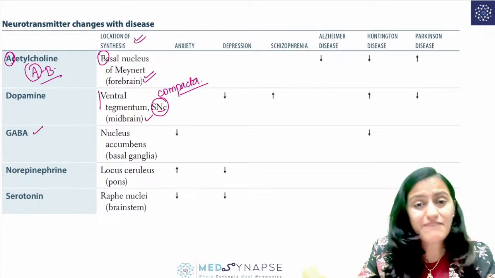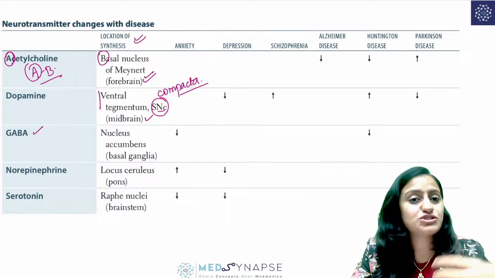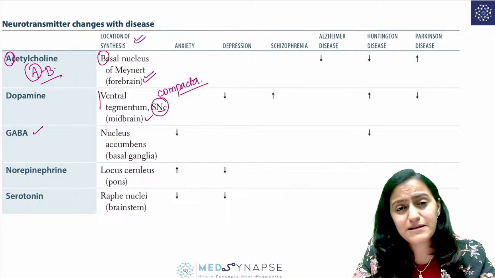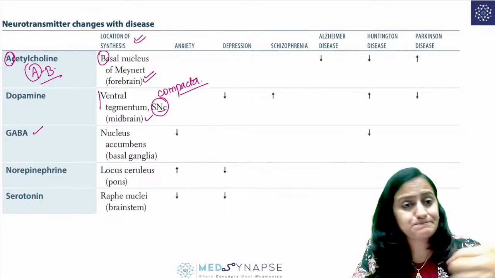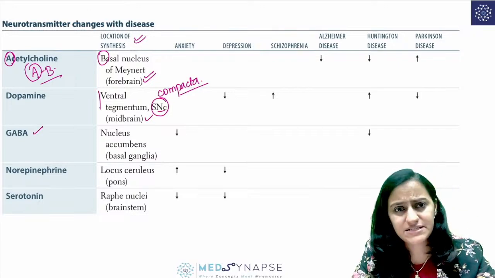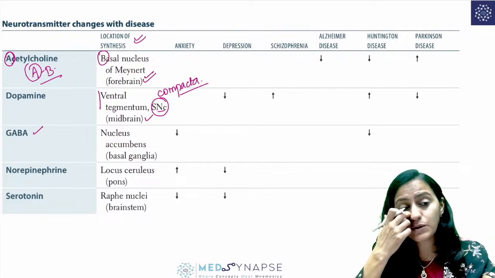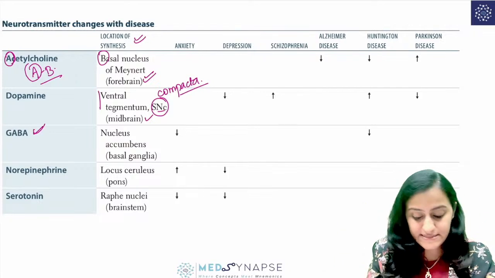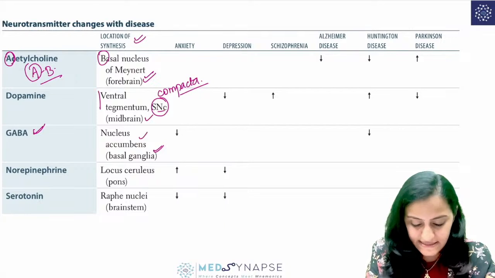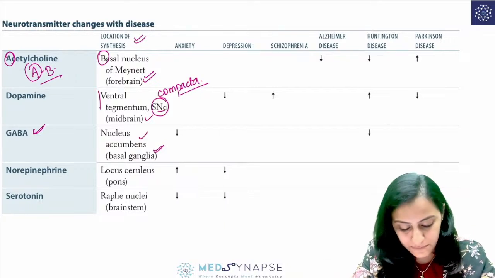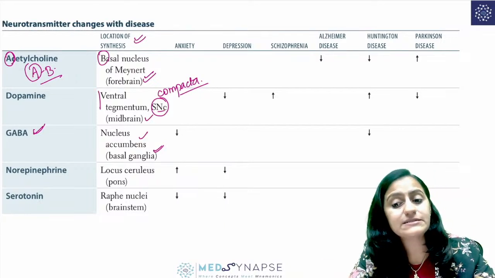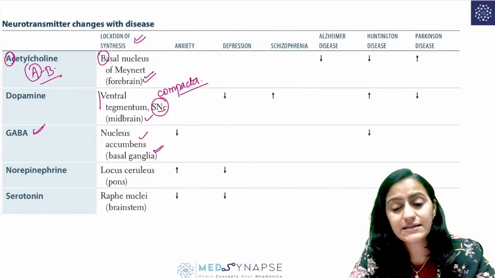Then you have GABA. Now again, if you have watched the short videos on the Medsynapse app, you know that when we have discussed this basal ganglia circuit, everywhere we have spoken about this neurotransmitter in the basal ganglia circuit. What is that neurotransmitter? That is GABA. Right, so in the basal ganglia, nucleus accumbens is where you have GABA being synthesized. So remember, basal ganglia is GABA.